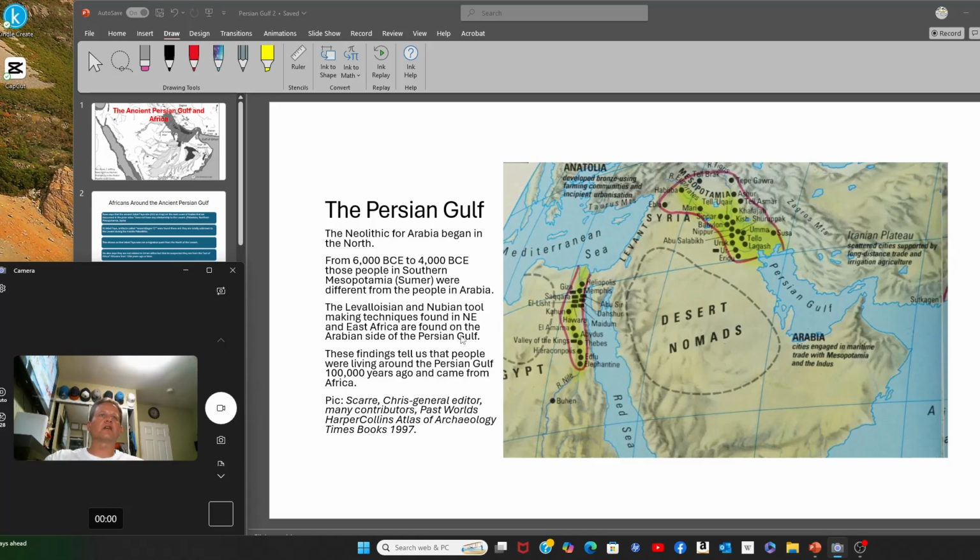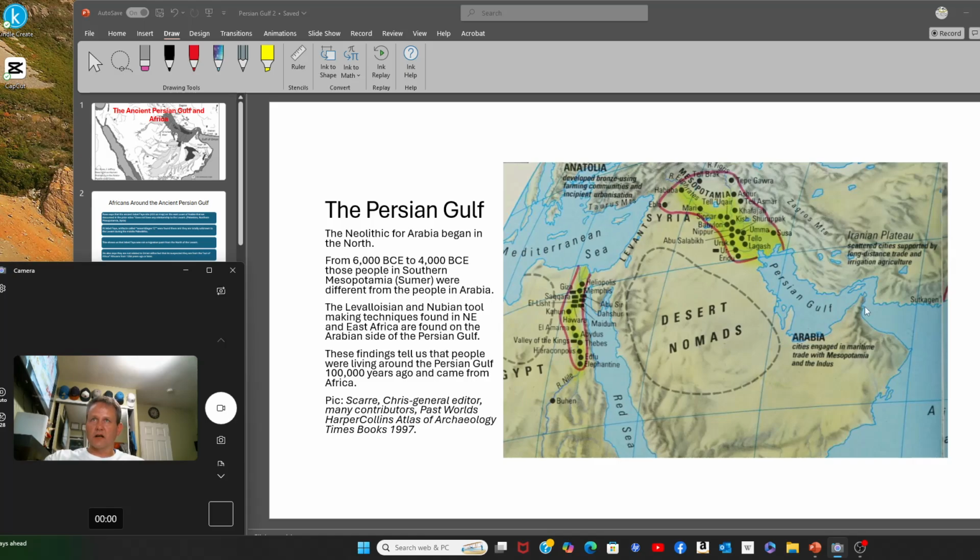These findings tell us that the people were living around. Oh wait, sorry, I skipped the Levalloisian and Nubian tool making techniques found in Northeast and East Africa are also found on the Arabian side of the Persian Gulf. So number 22, we saw Jebel Faya, which was over here. That's the Arabian side of the Gulf.